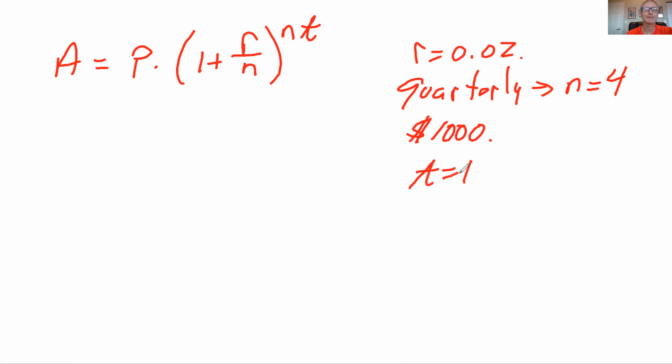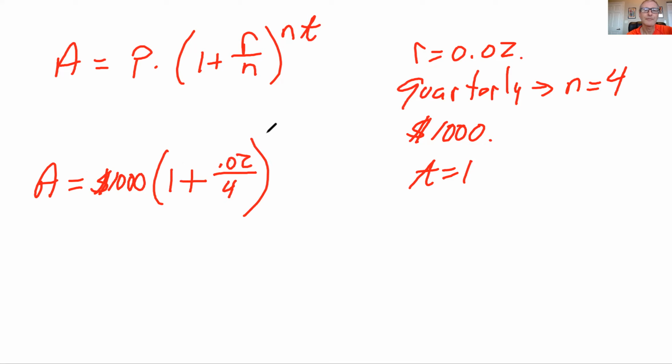So how would we set this up? Well, we're looking for the total amount we'd have after 1 year. So our P value is the initial principal of $1,000. And then we have 1 plus r, which is 0.02, over n, which is 4. And then 4 times t, which is 1.